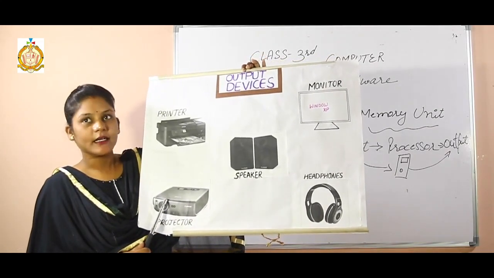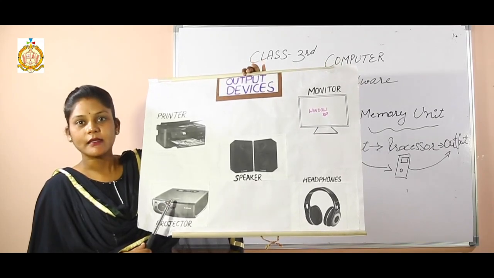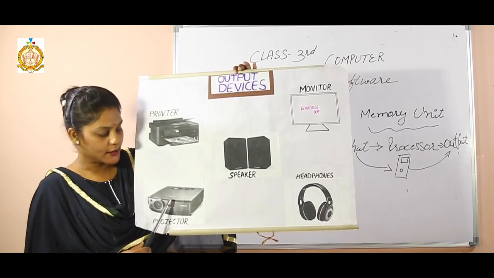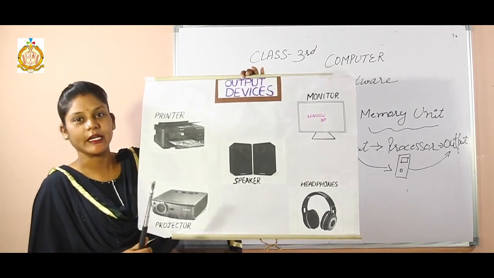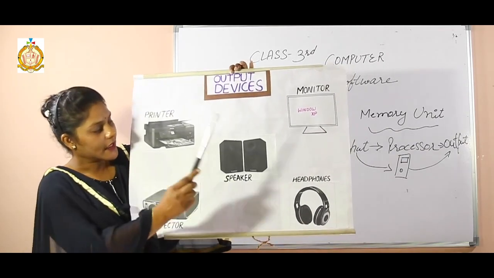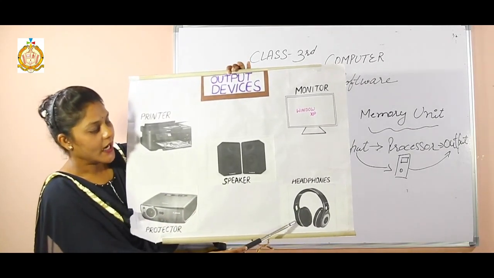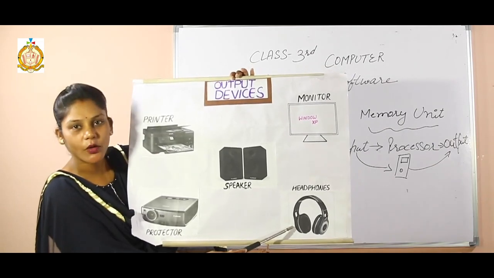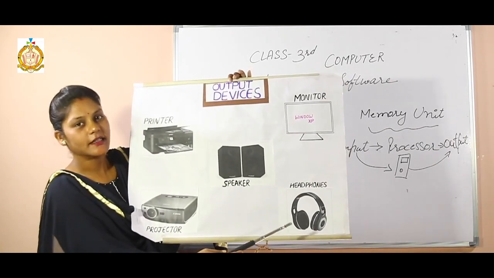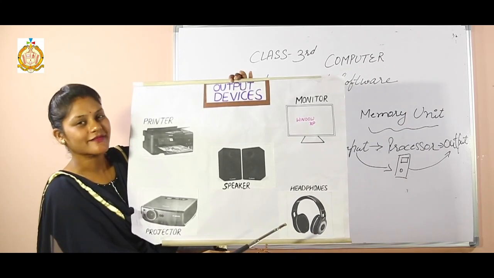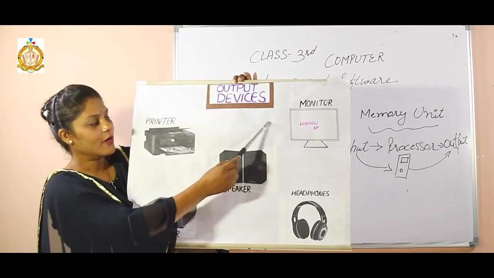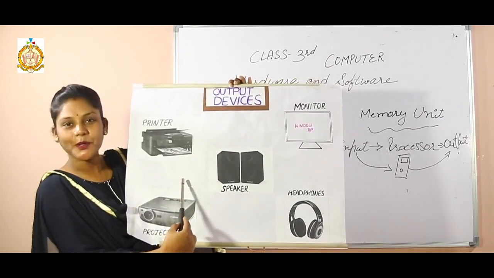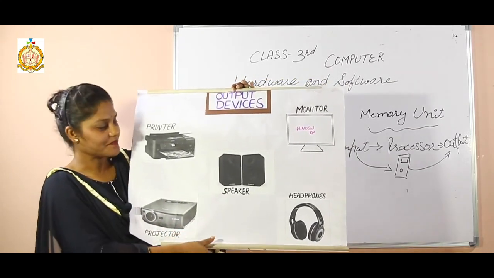You have all seen that in your school there are some smart board classes, where there is a big projector that shows all the things on a large screen. Clear? So the last one is headphones. We use headphones as an output device to listen to songs, music and any sounds, whatever you want. All these things are output devices. So I hope you all are clear with these points.